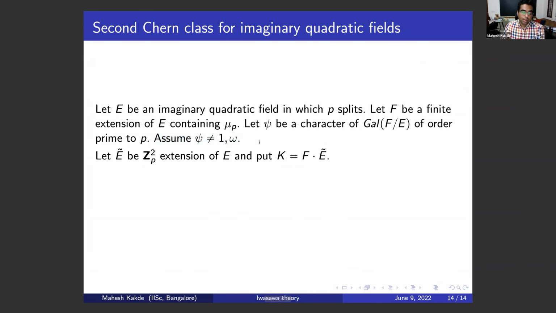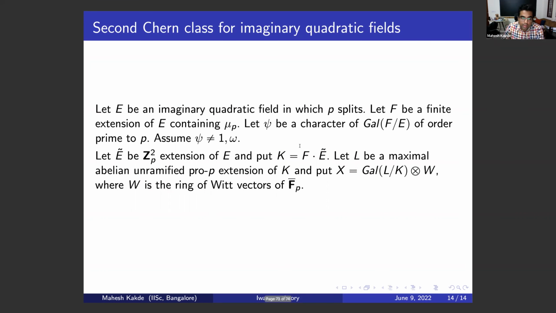Let Ẽ be the Z_p² extension of E. If you take the compositum of all Z_p extensions of E, you get a Z_p² extension, right? E is an imaginary quadratic field, so there are no infinite order units in E. So the Leopoldt conjecture holds, and you know the exact rank of the compositum of all Z_p extensions of E. It's 2. Then I just take the compositum of F and Ẽ. So this is some two-dimensional extension of E.